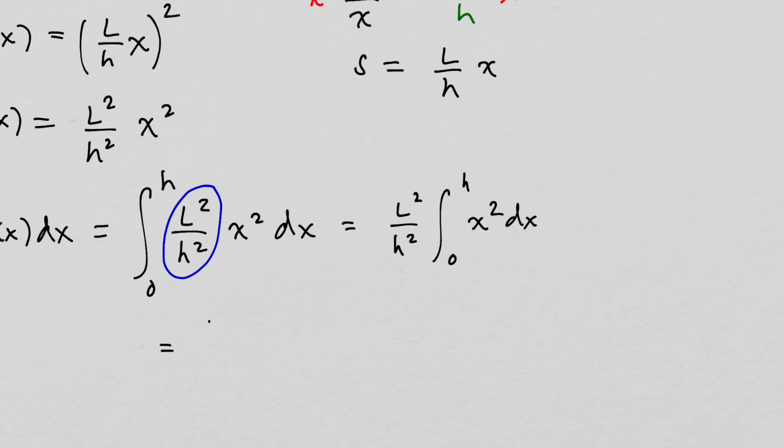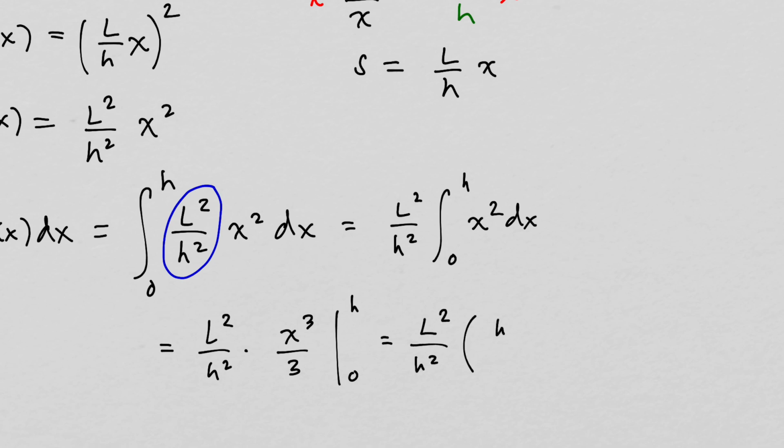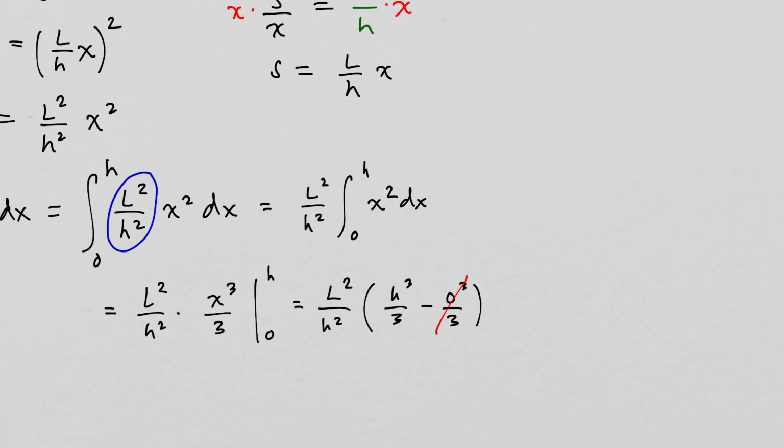And now we just need to find the antiderivative of x squared, which of course is x cubed over 3. And then we'll evaluate that from 0 to h. And so we have L squared over H squared times H cubed over 3 minus 0 cubed over 3. And 0 cubed over 3 is 0. And so this becomes L squared H cubed over 3H squared. And then finally we can cancel the H squared here with 2 factors of H there. And we get L squared H divided by 3.